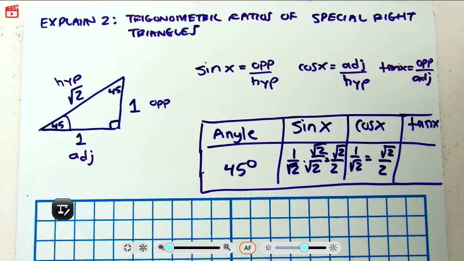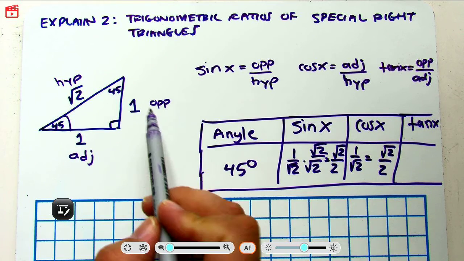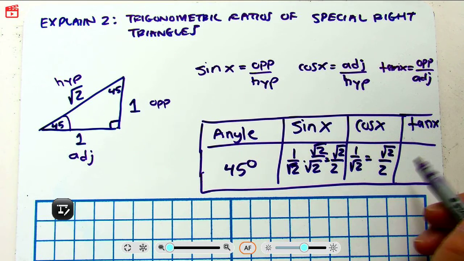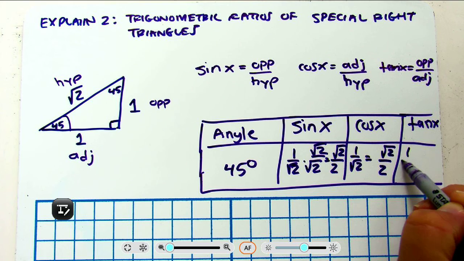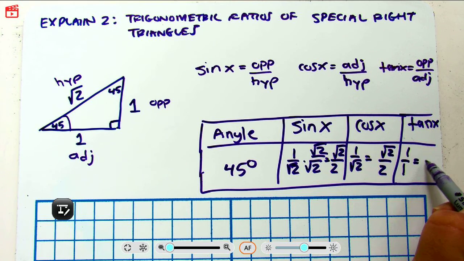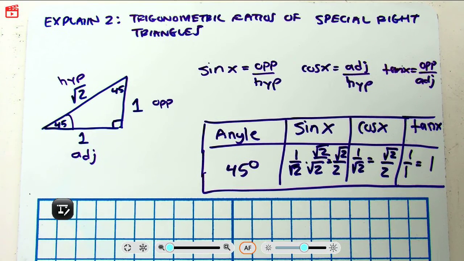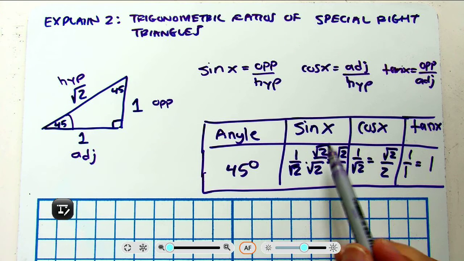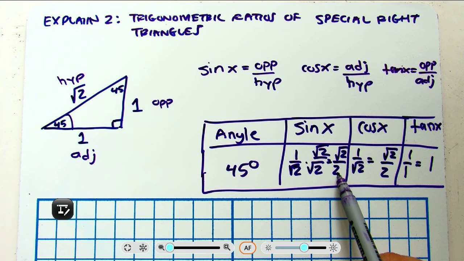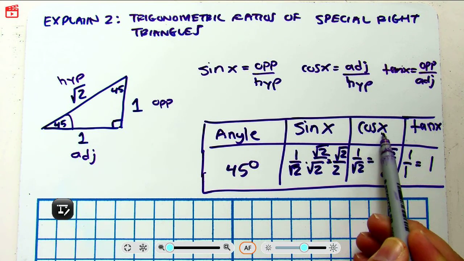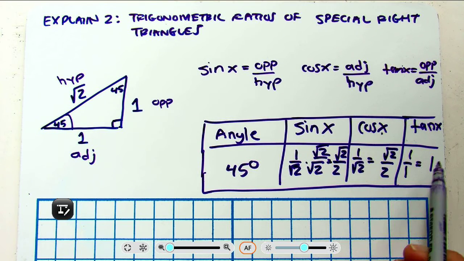And then the tangent is the opposite side over the adjacent. So we would have 1 over 1, which becomes 1. So sine of 45 degrees is square root 2 over 2. Cosine of 45 degrees is square root 2 over 2. And then tangent of 45 degrees is 1.